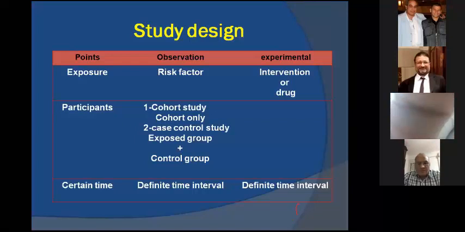What is the difference between the cohort study and the case control study? In case control study, we have both an exposed group and a control group. The same as in the experimental study, we have an exposed group and a control group. But the difference lies in the fact that in the observational study we are discussing risk factor, while in the experimental study, we are discussing intervention or a drug. Both are in a definite limited time.